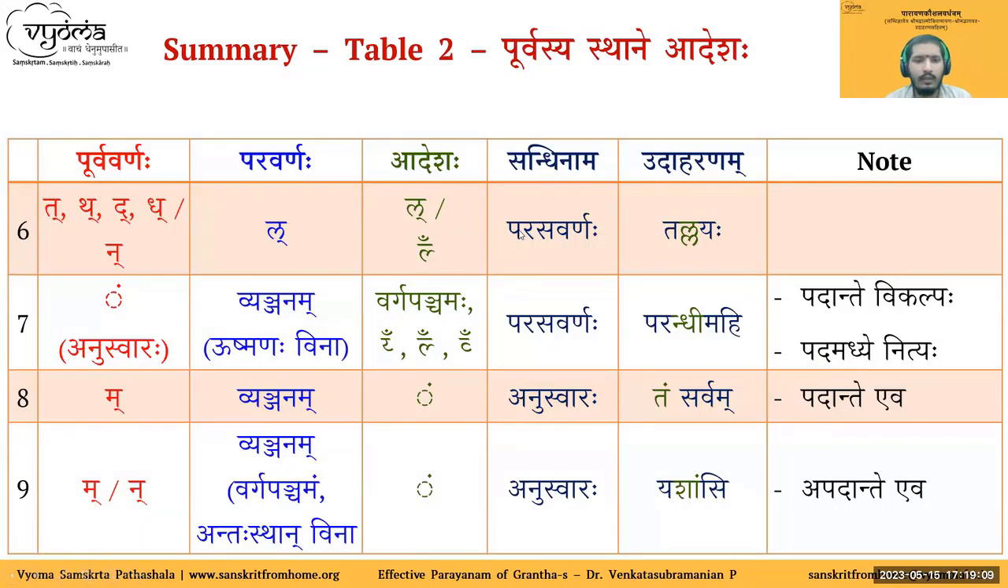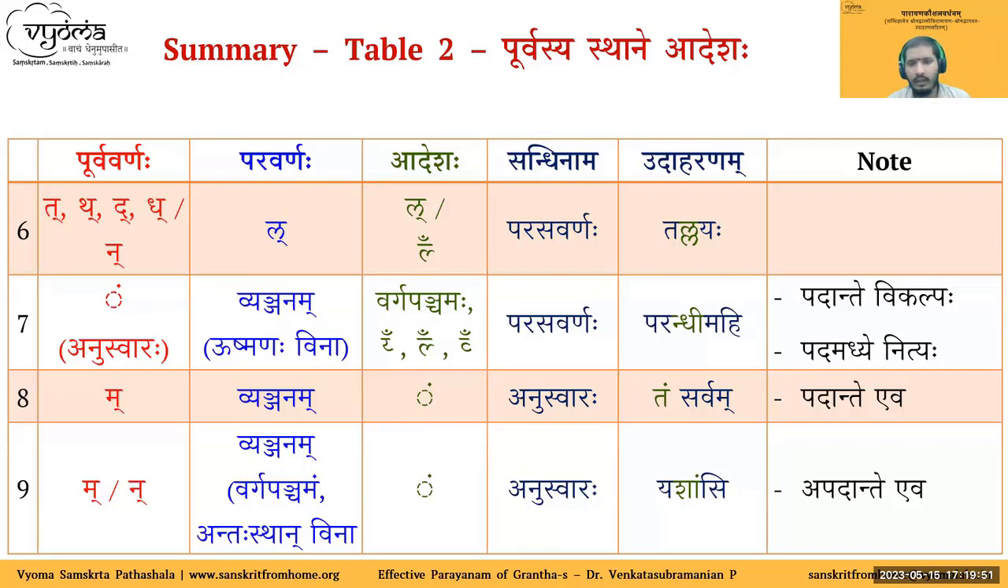So the next sandhi which we saw is parasavarna sandhi. In parasavarna sandhi, puravarna should be one of the tavarga letters, and on the right hand side, that is the paravarna should be la, that is lakara. Then we get the Adesha Lakara in place of Ta, Tha, Da, Dha. We get Sanunasika Lakara in place of Nakara. So the udaharanam is Tallajaha. Tad Lajaha, Tallajaha, iti bhavati.